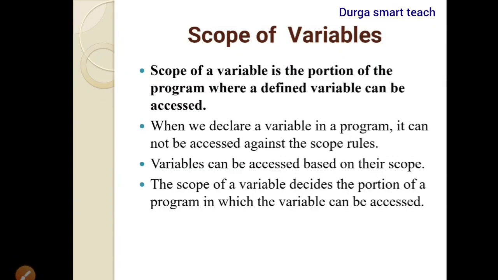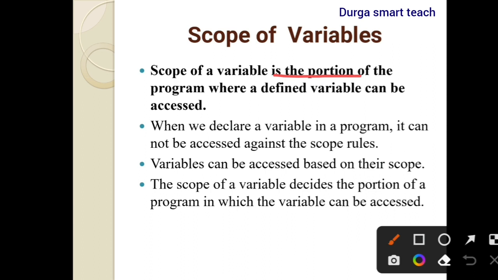Today I am going to discuss the scope of variables in the C programming language. So here, the scope of a variable is the portion of the program where a defined variable can be accessed. The scope of a variable is used to give information about the accessibility of a variable in a program.